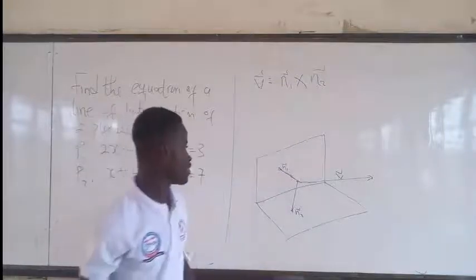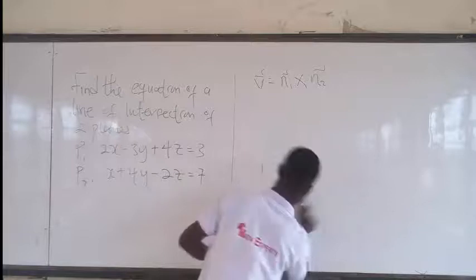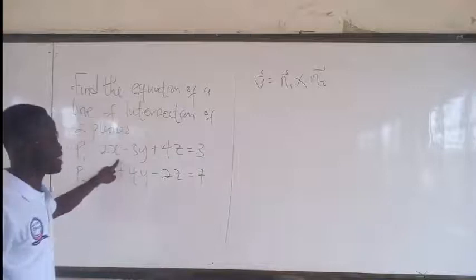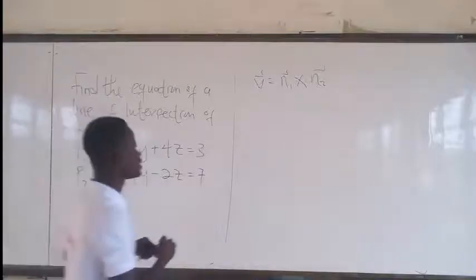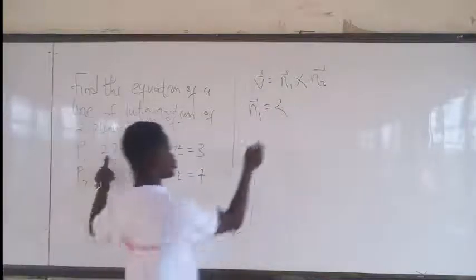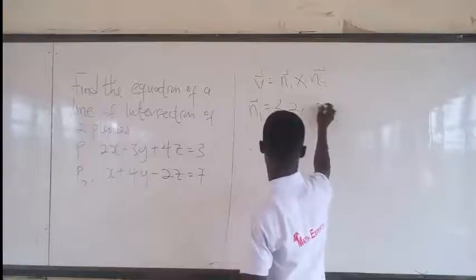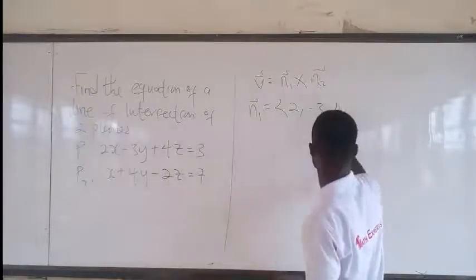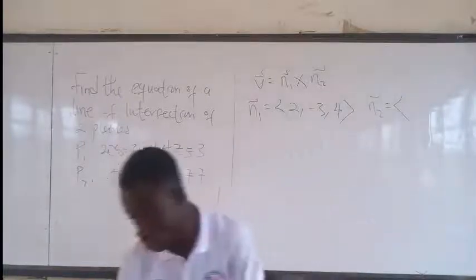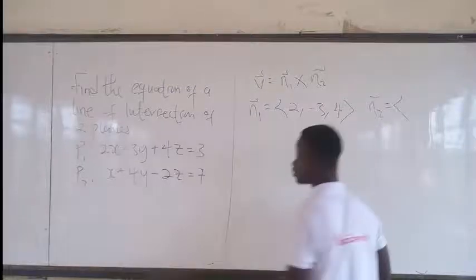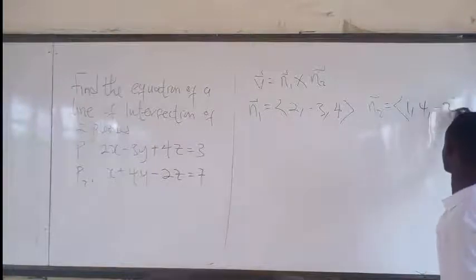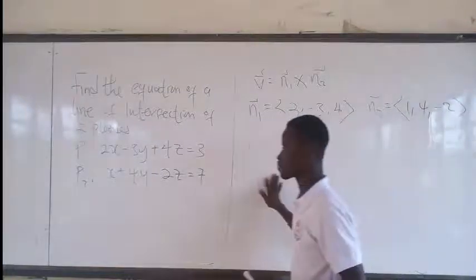Alright, so that means that we have to bring out the vector from the normal. So the N1 of this is going to be 2, -3, 4. Then the N2 is going to be 1, 4, -2. Alright, so we are going to get something like this.